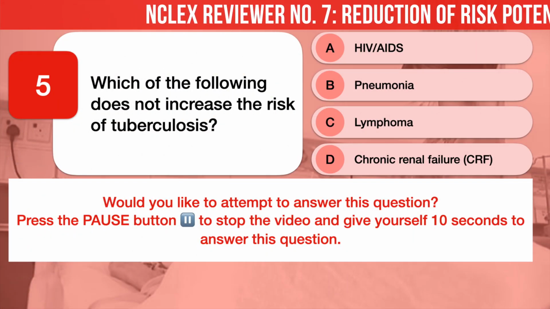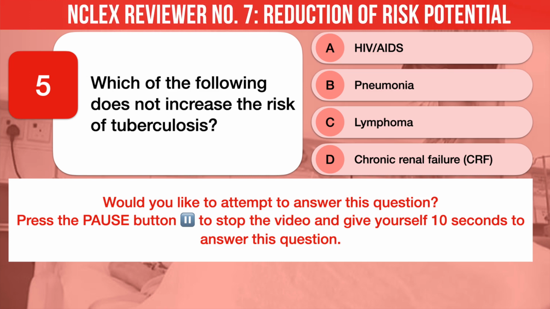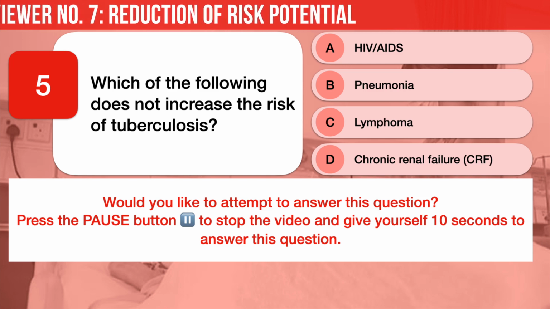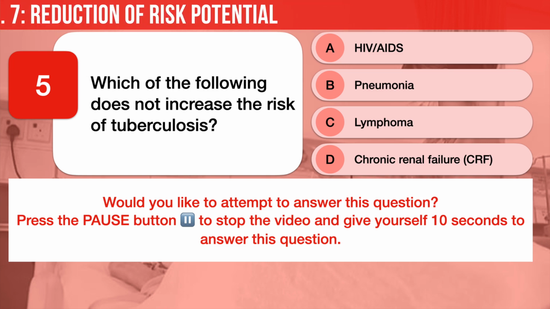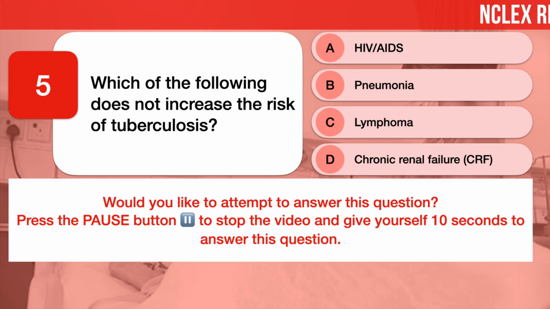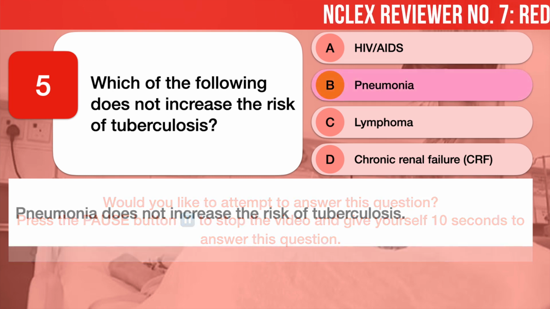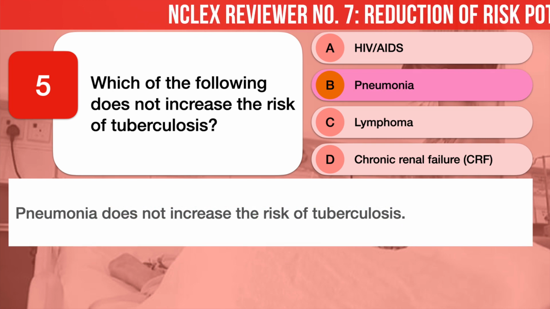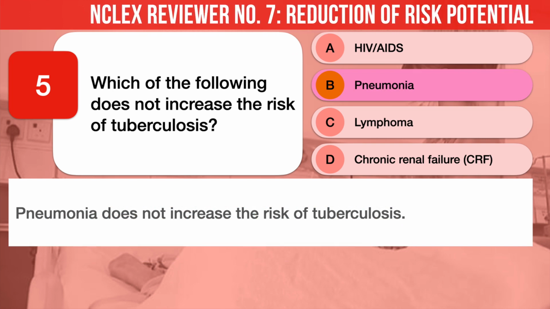Question number 5. Which of the following does not increase the risk of tuberculosis? A. HIV/AIDS. B. Pneumonia. C. Lymphoma. D. Chronic renal failure, or CRF. The correct answer is B. Pneumonia does not increase the risk of tuberculosis.